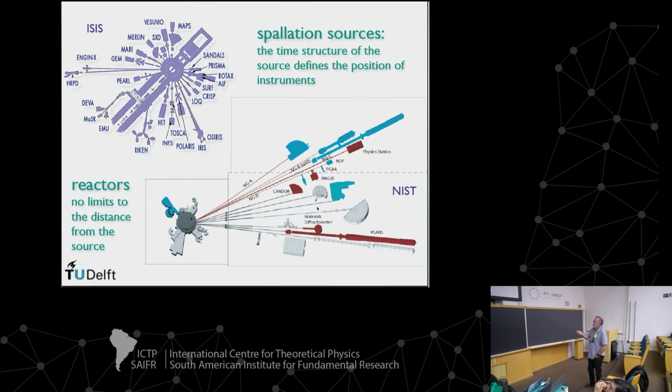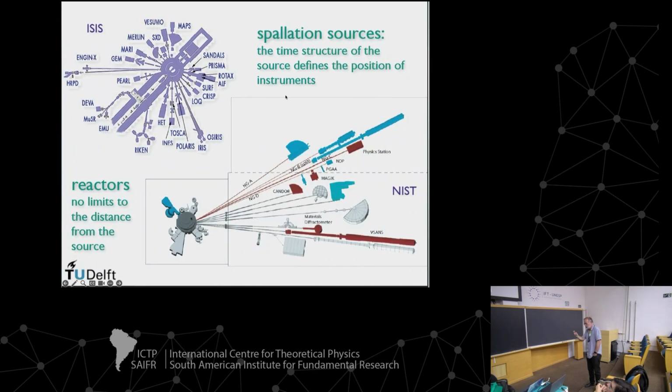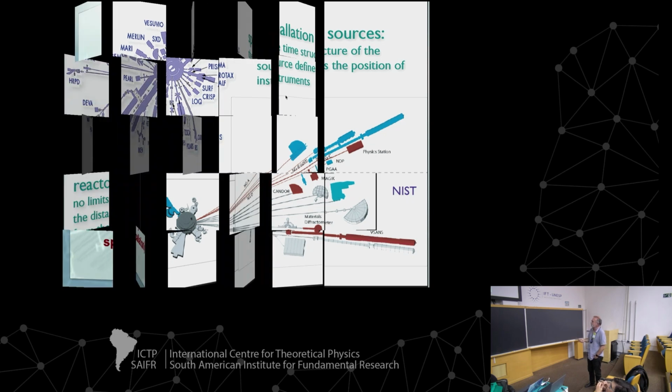And well, this is a selection, and the reactors don't have any limit on the distance to the source, but in the spallation source, obviously, you have a limitation because the time structure defines the position of the instruments. So depending on what you want to study, you have to move the instrument closer or further away from the sample. That's not the case in reactors.